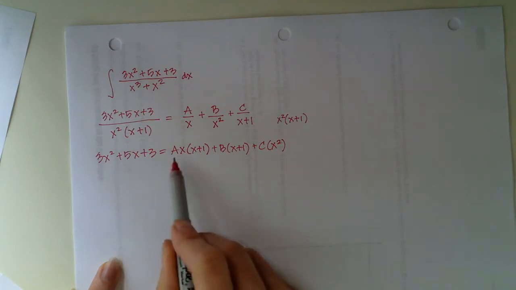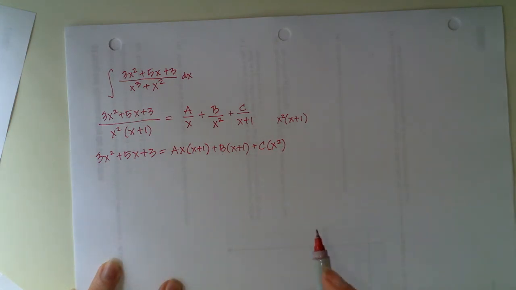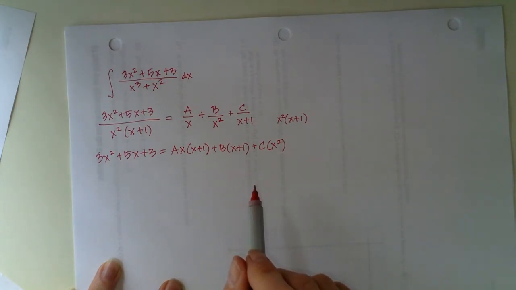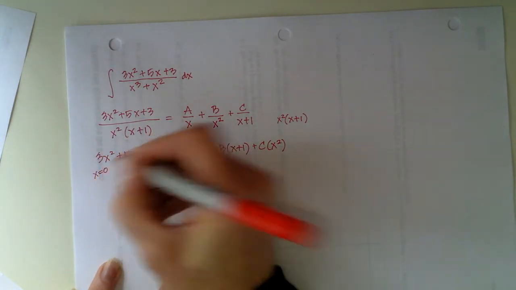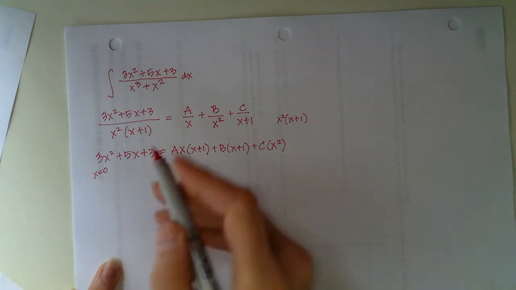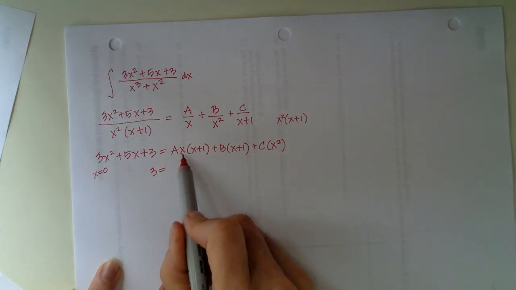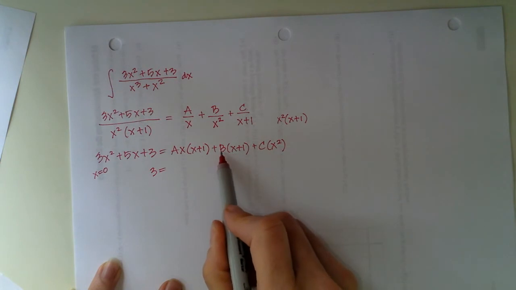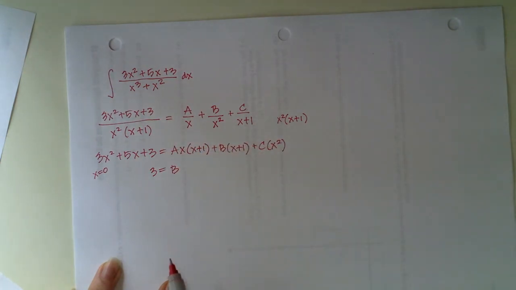Okay, and so I want to find A, B, and C to make all of this stuff equal to each other. And to some extent, I can do the same thing that I was doing before. That is, I can choose values of x that'll make parts of this go away. For example, if I make x equal to 0, then on the left, I just get a 3. Let's see, on the right, I get a 0 here, right, and a 0 here. But here I get b times 1. So it turns out that b is equal to 3.